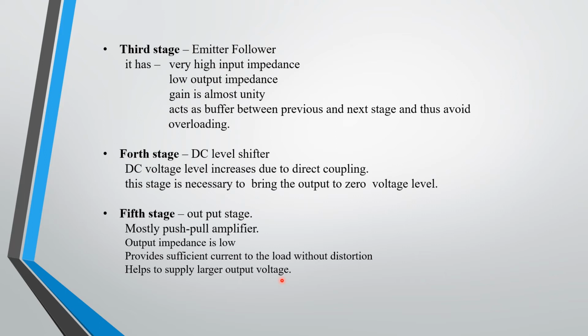So in this way, there are 3 main things: the first stage, the second or intermediate stage, which consists of again 3 different blocks, that is the second differential amplifier, emitter follower and DC level shifter, and the last one, that is the output stage. For the first block, the first differential amplifier, a constant current source will be provided.